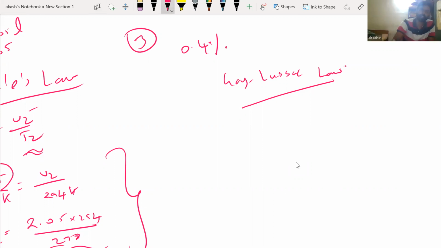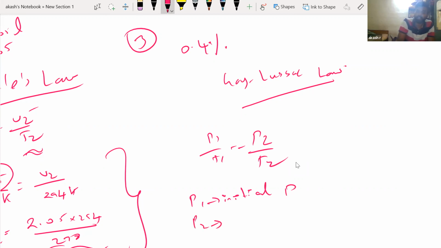Okay. So people, very simple. We have P1 by T1 equal to P2 by T2. Done. Again, let me tell that P1 was the initial pressure. Now what are they telling about the final pressure? The final pressure is P1 plus 0.4 percent of P1. That's what is given in the question. It is increased by 0.4%.